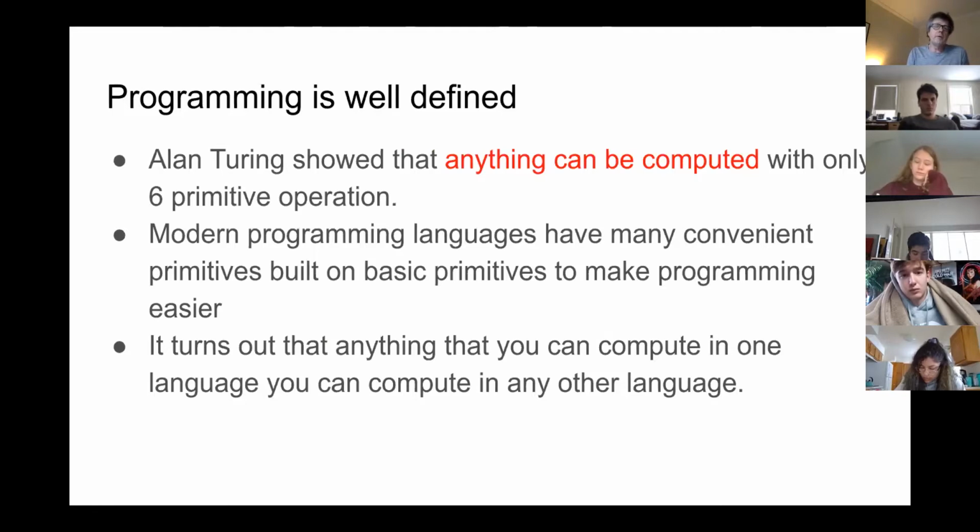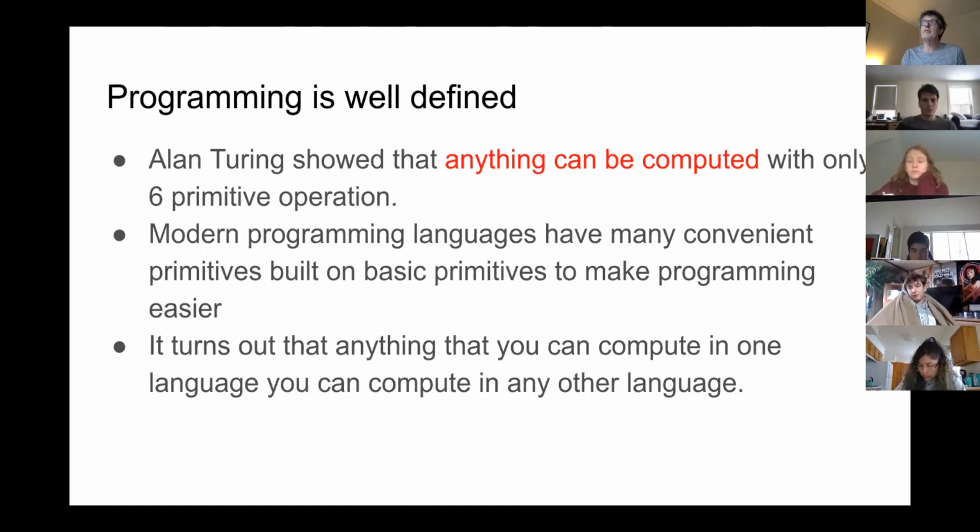And more importantly, he showed that there isn't some other magic instruction that you could add to a computer that would make it do more. That's enough. Now, modern computing languages have many more than 6, because we want them to be easier to use.